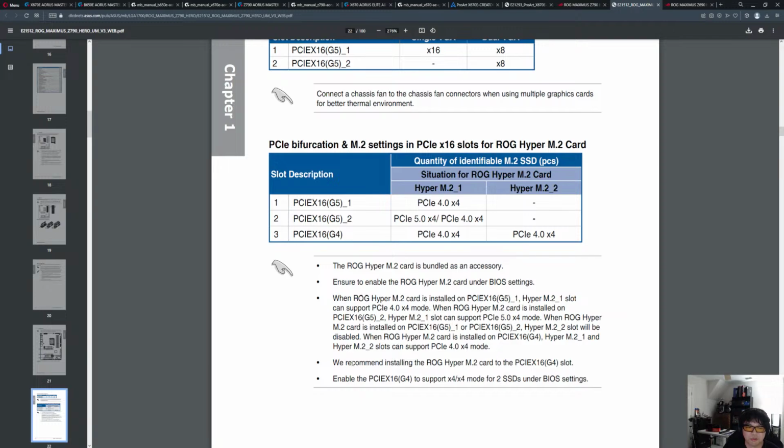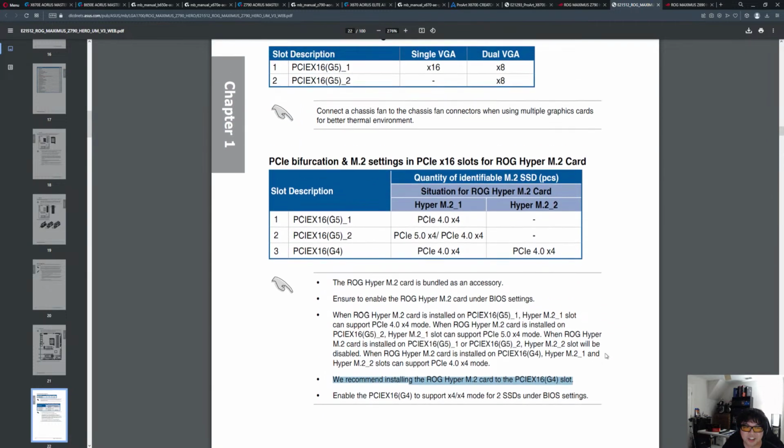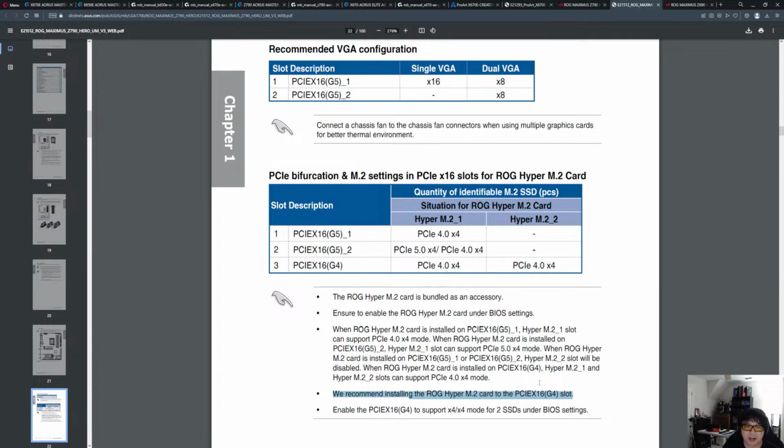So, we recommend installing it in the third slot. I recommend installing it in the third slot too, which also means that you can't actually do PCI 5.0 on here properly. I mean, it looks like you can do it on the second slot, but then you take half of the GPU lanes to do that. So it's no different from any other Z790 motherboard.